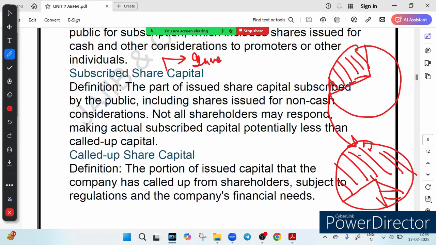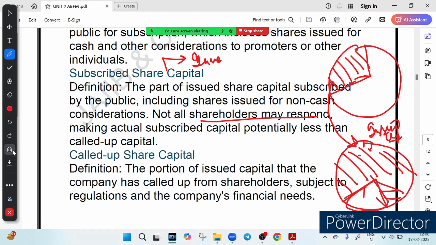So this pie chart shows issued capital, right? And out of the issued capital, this part is left blank. So the blank part is left, right? Some shares might be bought with cash, while others could be issued in exchange for services or other assets, right? Not all shareholders may respond. So this share was issued either in exchange for cash or in exchange for non-cash consideration, meaning some services or other assets. So this is what we call subscribed share capital, meaning money that investors agree to pay.